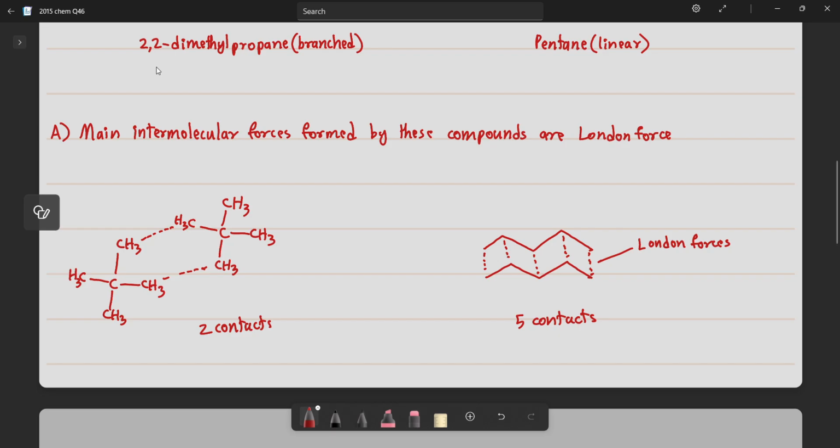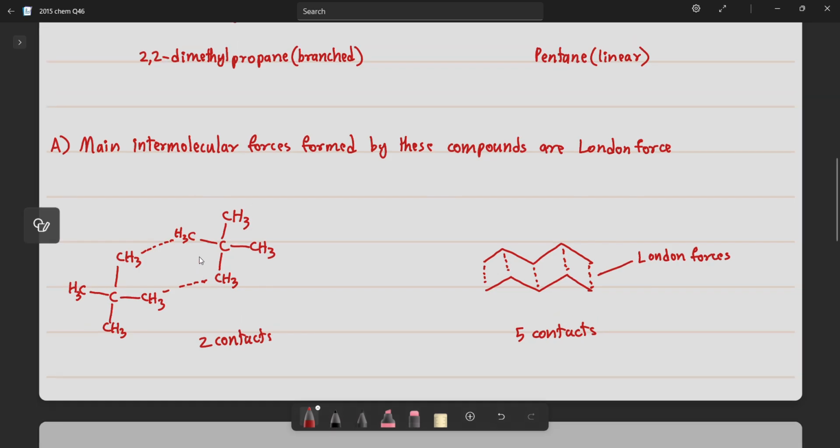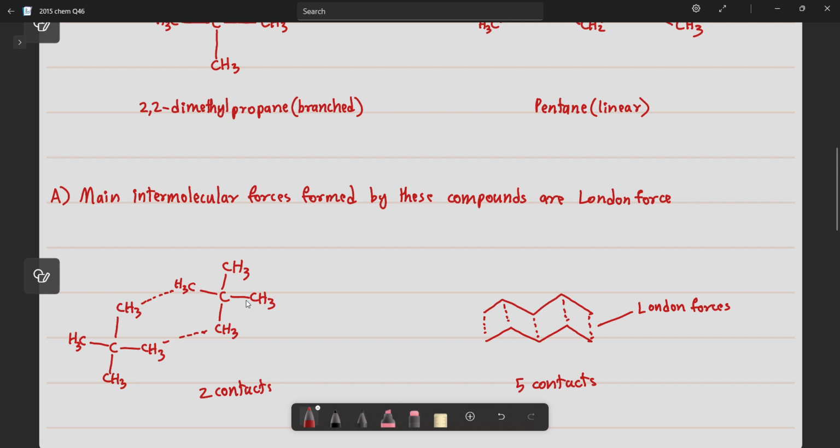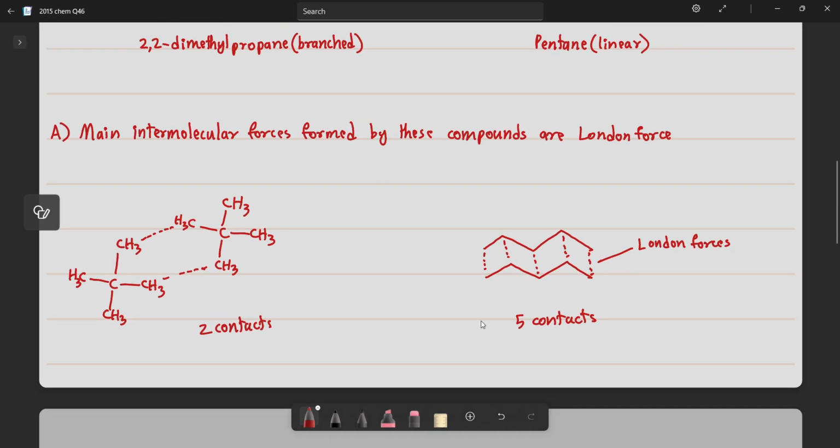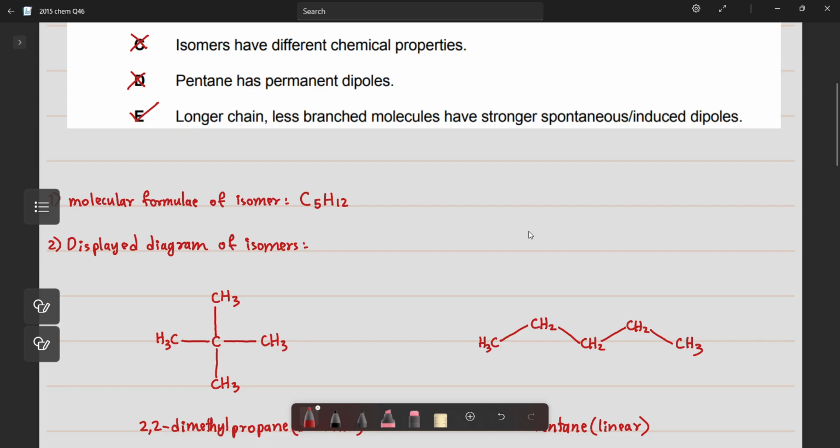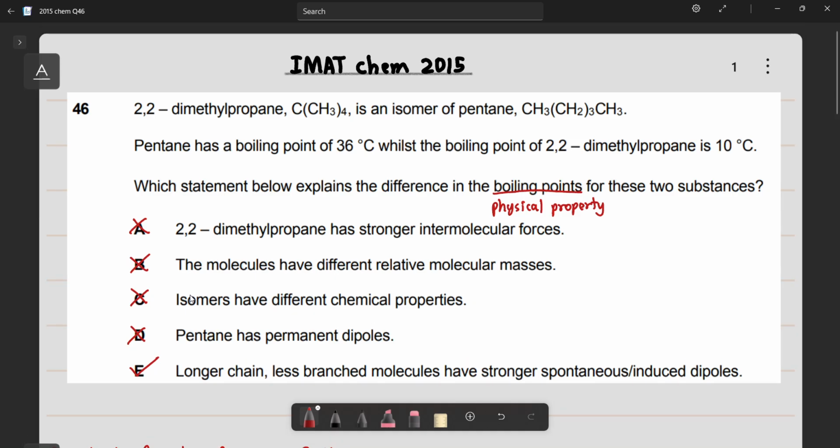Then 2,2-dimethylpropane is a branched molecule. It has limited contacts and surface area, so it has fewer contacts, so less energy is needed to break these few contacts, whereas pentane is more linear. It forms more contacts, so thus it has a higher boiling point. So this option E is the only correct one. So that's how we solve this question.